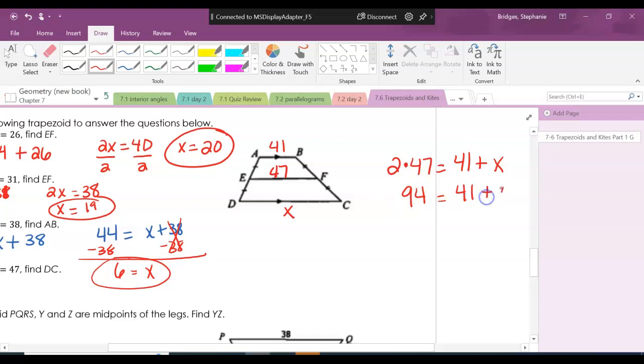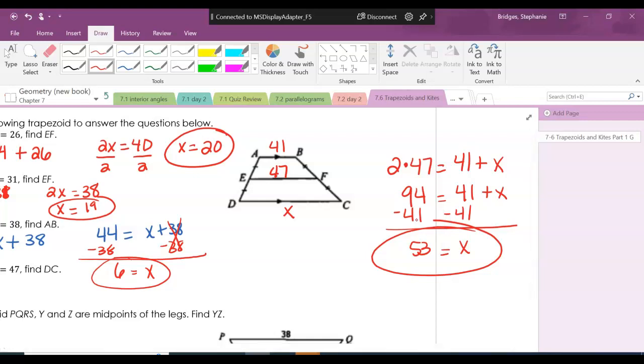Then we're going to subtract 41 over. And so what do we get for that X? 53. Okay. It's the same formula over and over again. My X just moves.